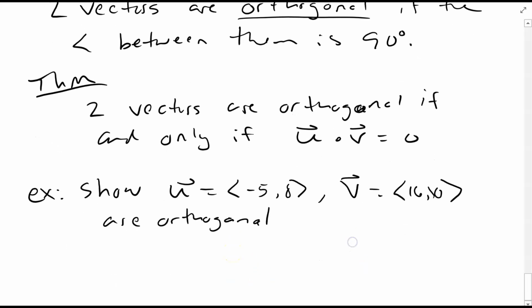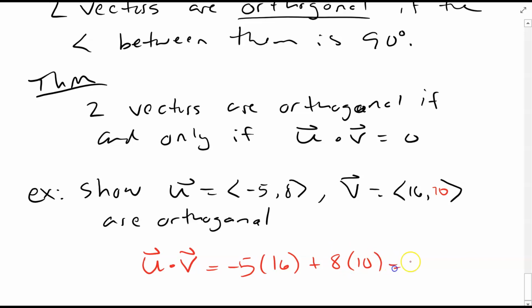So to show these two vectors are orthogonal, all I need to do is compute their dot product and show that that's 0. So that's going to be negative 5 times 16 plus 8 times 10. Negative 80 plus 80 equals 0. And we're done.